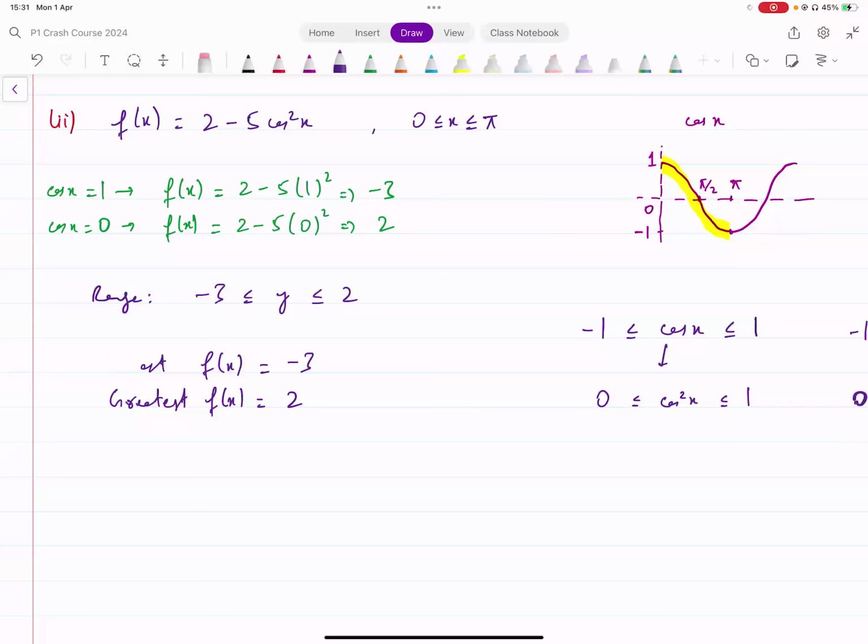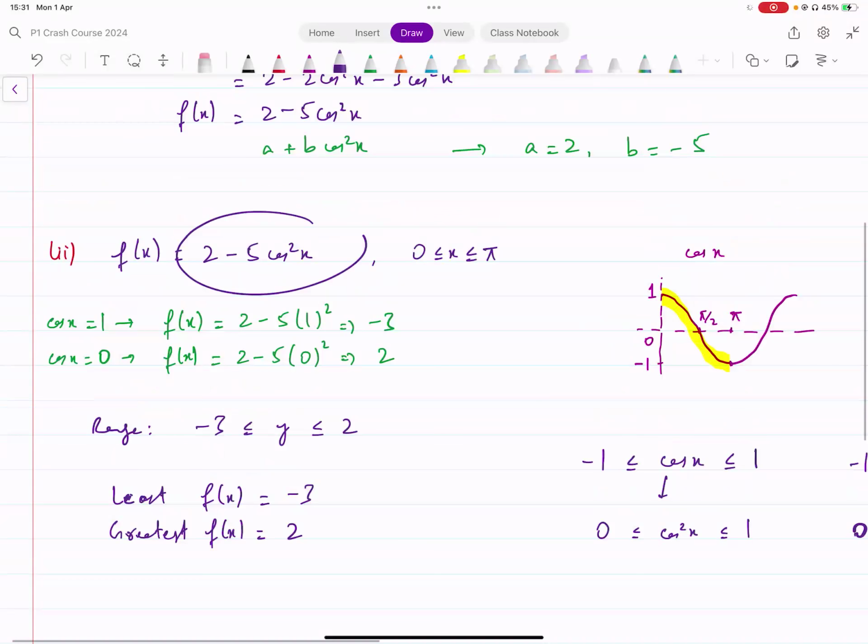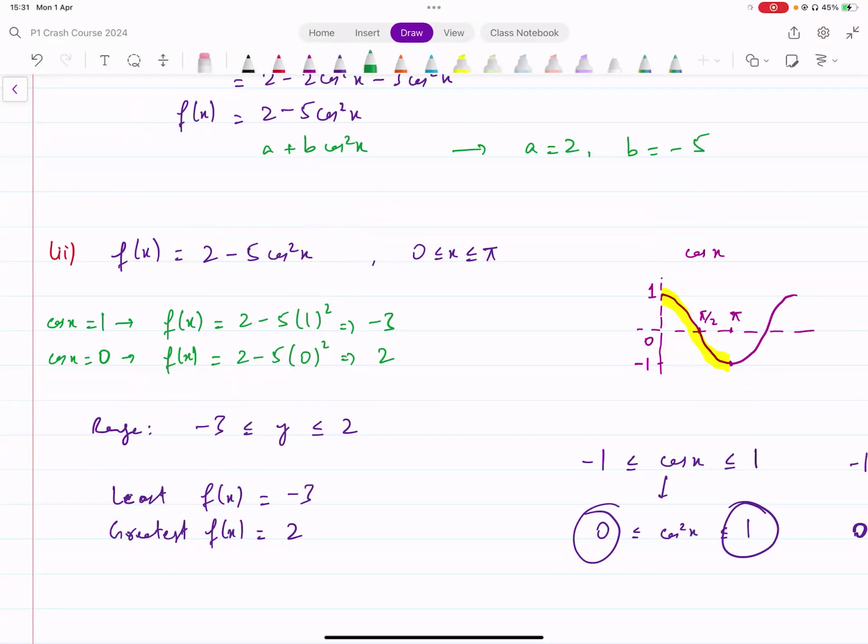Now we spent quite some time trying to understand the logic of it. What you have to do is, when you have a square function like this, cos square or sine square, input that function equal to 0 once and equal to 1 once. Whatever gives you the smaller value is the least value of the function, the lower limit of the range, and whatever gives you the larger value is going to be the upper limit of the range. And that's how you can find the range of functions like 2 minus 5 cos square x.